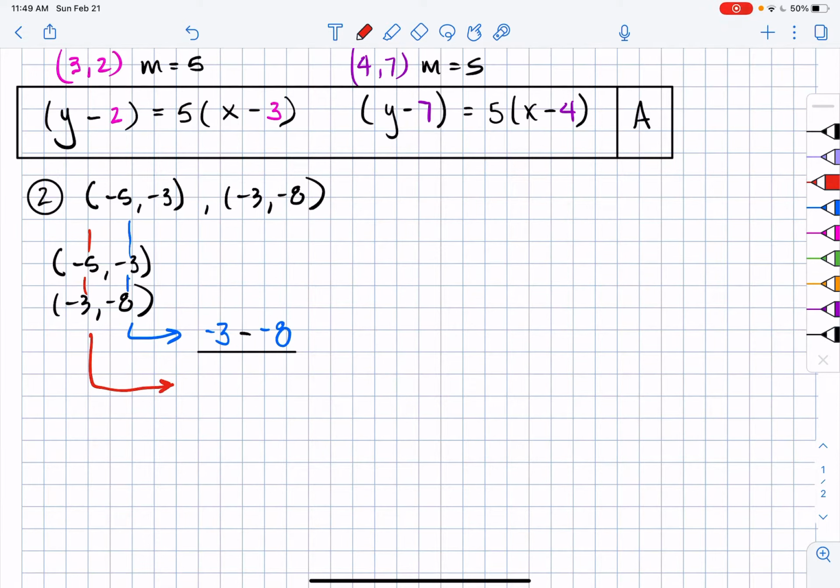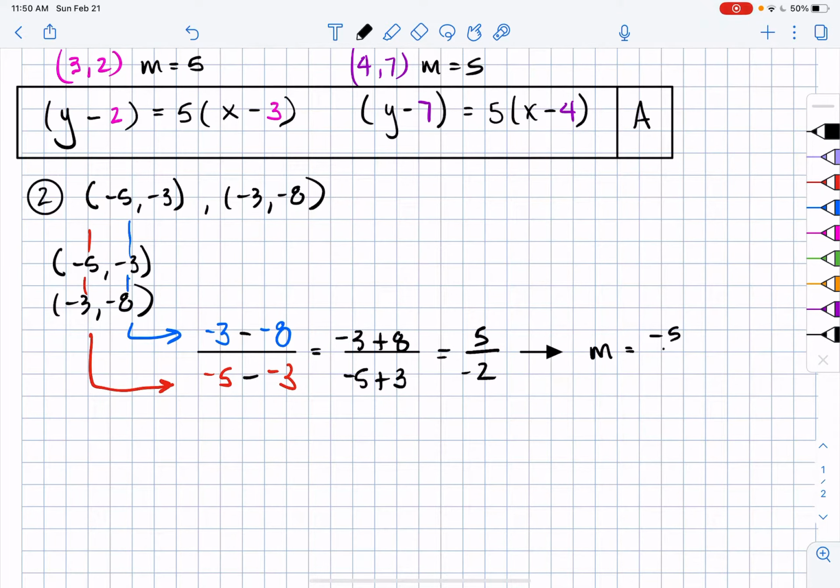And this one here is going to be a negative 5 minus a negative 3. Okay, so what do I get here? I get a negative 3 plus 8 over negative 5 plus 3, because minus a negative becomes an addition. So I have a 5 over negative 2. Okay, so my slope is going to be negative 5 halves.